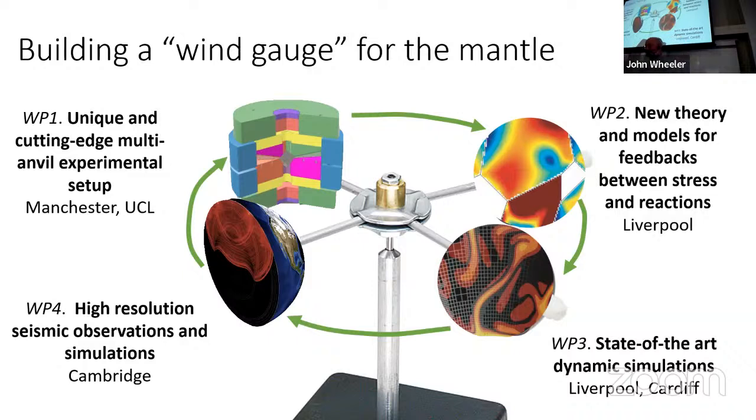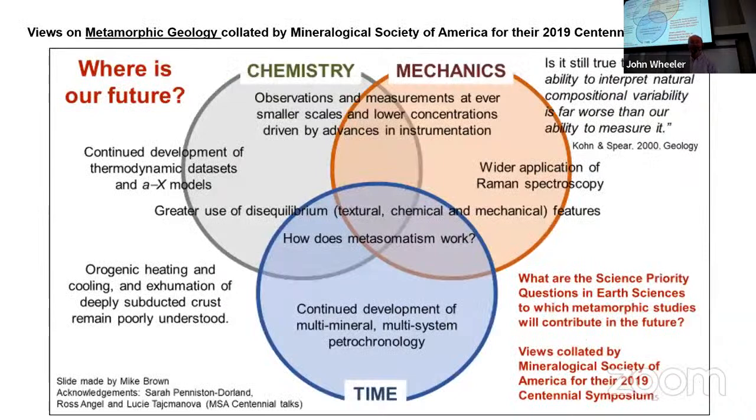So I think there's 2 more slides. The next slide is just to say these ideas are relevant beyond the mantle, because the mantle is just another metamorphic rock, really. A few years ago, a bunch of people asked, what's the state of play in metamorphic geology? What are the really big problems? Hundreds of people sent comments in, and they came up with this diagram: views on metamorphic geology.